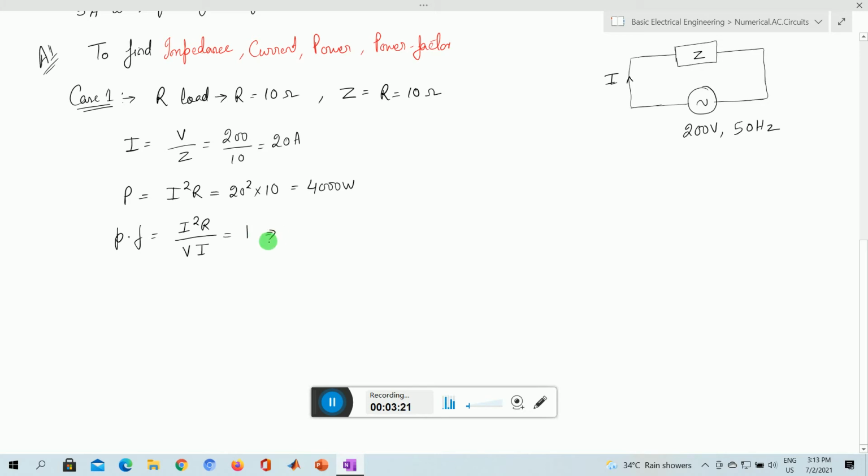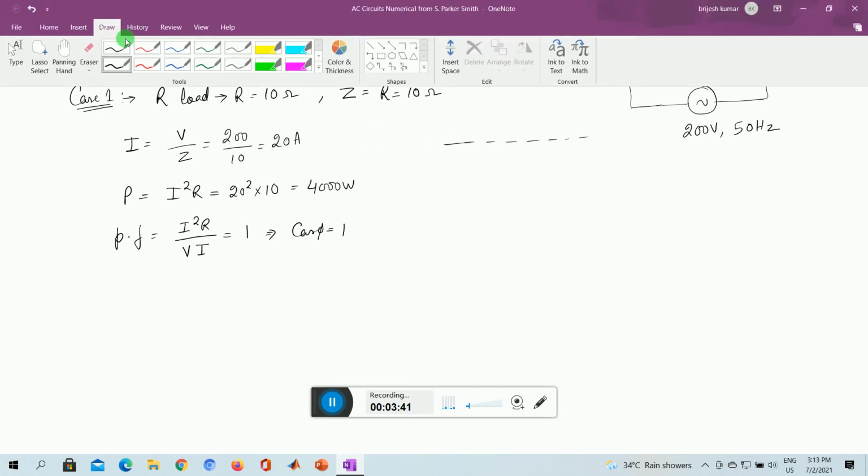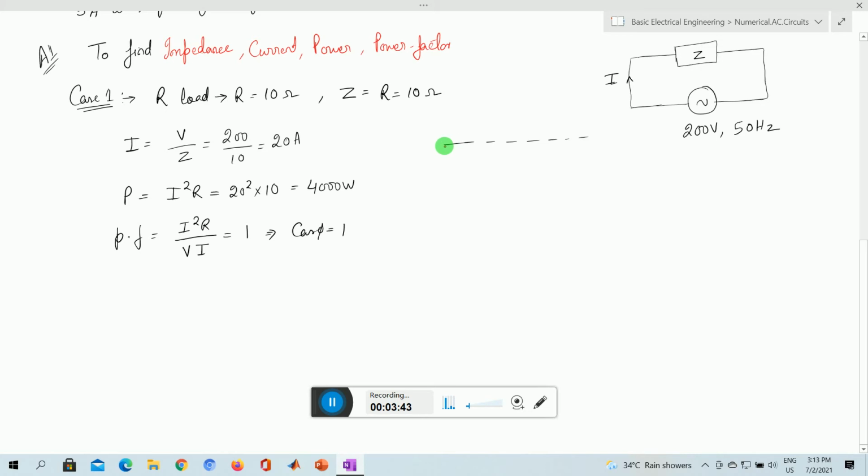We can also write power factor as cos phi, the angle between voltage and current, which is equal to 1. So while drawing the phasor diagram, we must draw the current on the x-axis, because the current is the one we take as the reference, because it is not split in the resistor. In this example, R is only 10. So let us take the current as the reference axis.